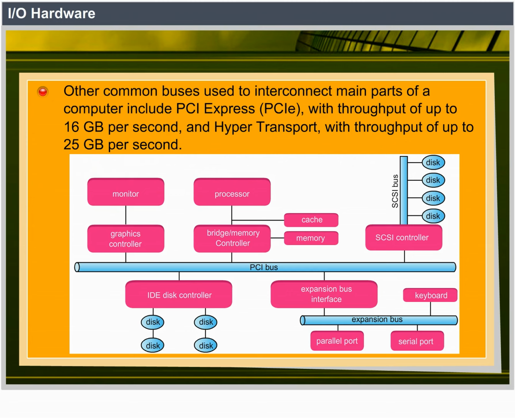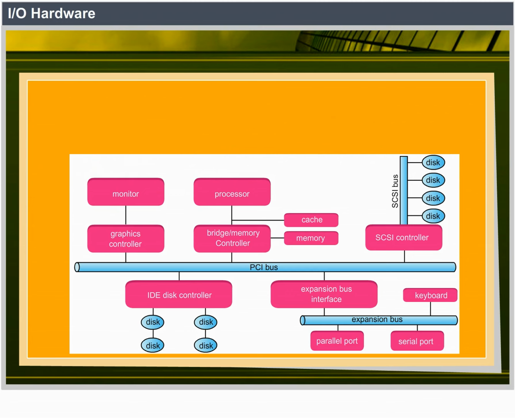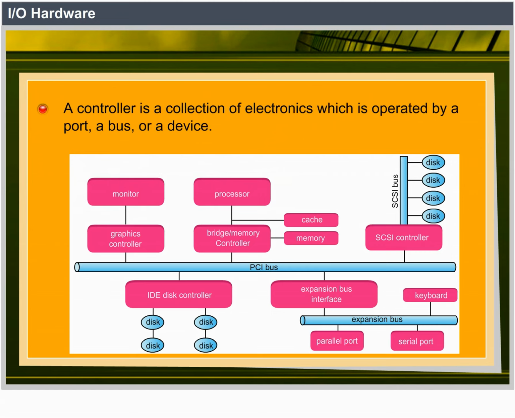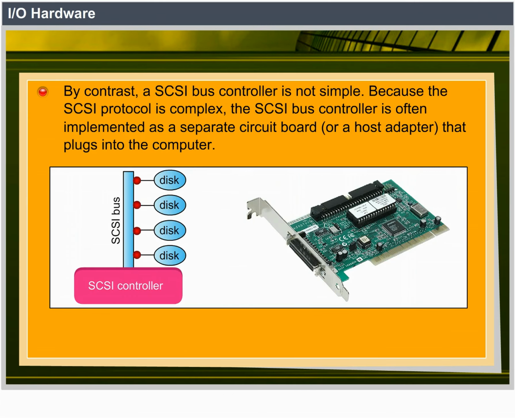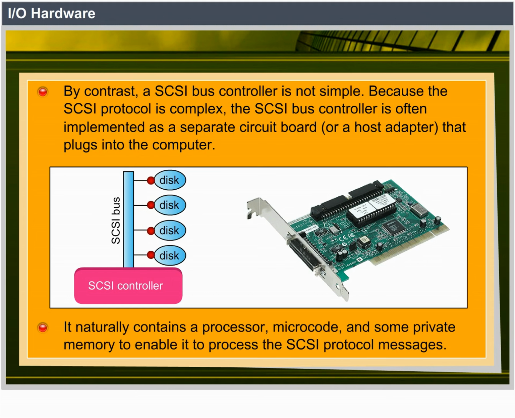A controller is a collection of electronics that can operate a port, a bus, or a device. A serial port controller is a simple device controller. It is a single chip or portion of a chip in the computer that controls the signals on the wires of a serial port. By contrast, a SCSI bus controller is not simple. Because the SCSI protocol is complex, the SCSI bus controller is often implemented as a separate circuit board or a host adapter that plugs into the computer. It typically contains a processor, microcode, and some private memory to enable it to process the SCSI protocol messages.